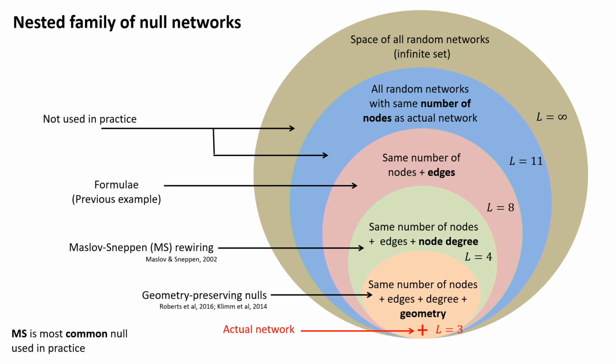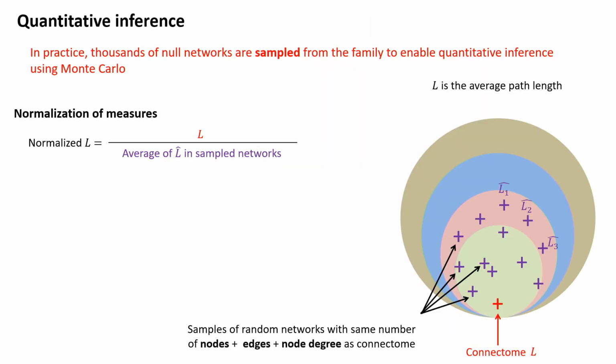More recently, there's been some interest in also preserving geometry of the null. So this enables us to test whether geometry has an effect on the topology of our networks. So if we keep adding more and more properties to our null network, we end up converging to our actual network. So how do we use null networks in practice?